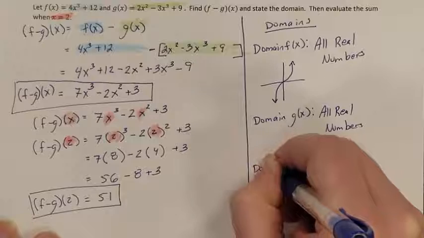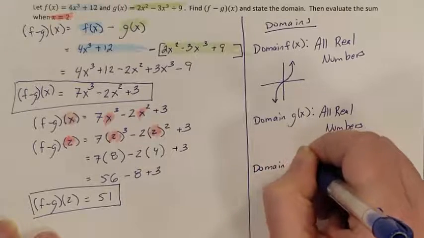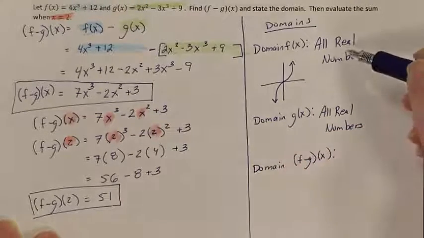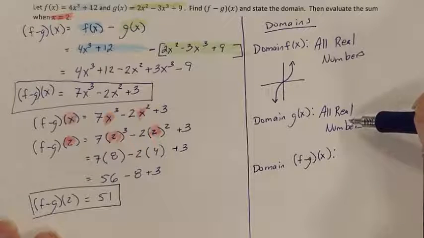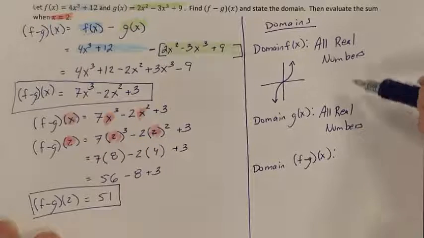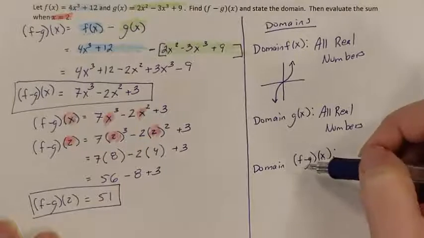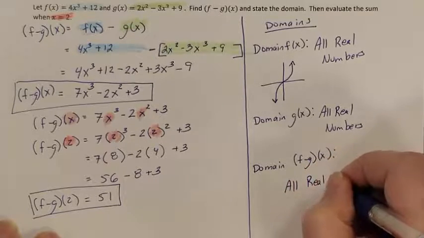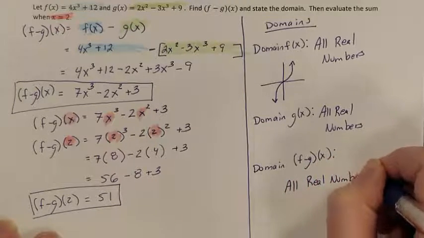Now we are going to lastly look at the domain of our f minus g of x function. f was all real, g was all real. What do f and g have in common? They both say use everybody. So our f minus g of x is also going to say, hey, use everybody. So its domain is also all real numbers.